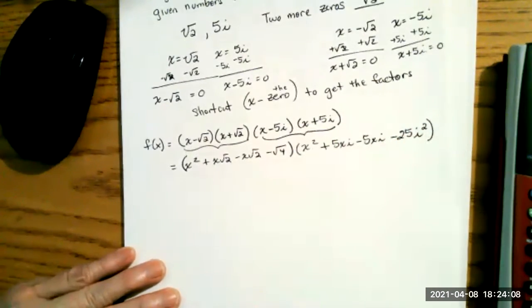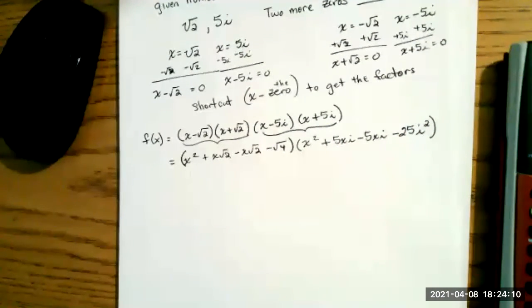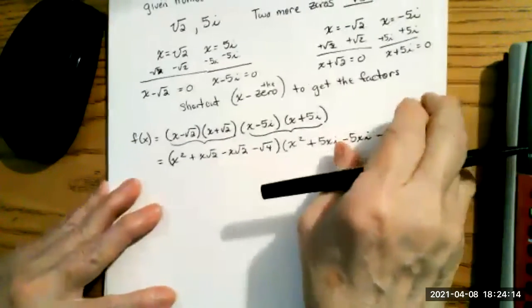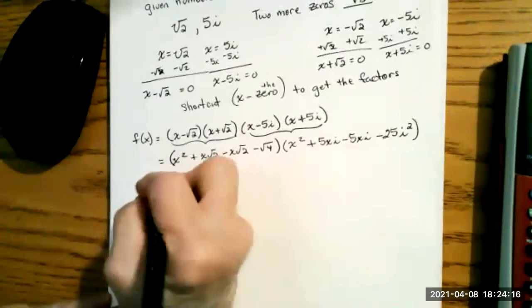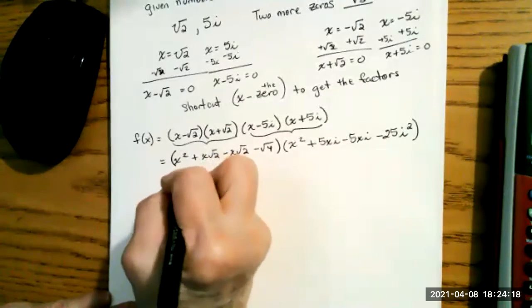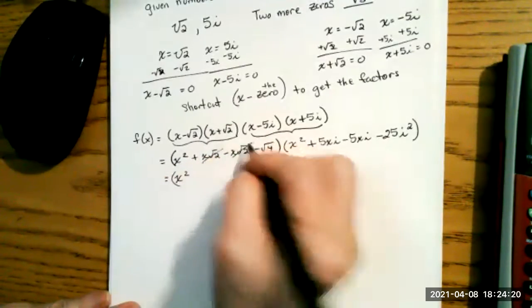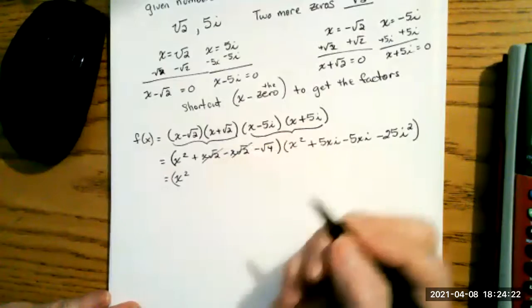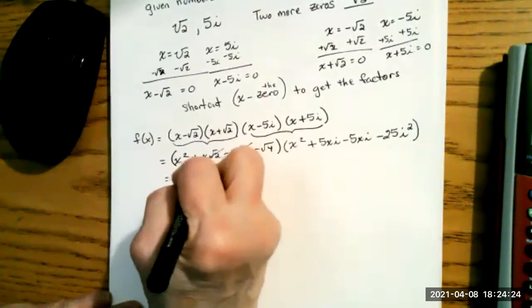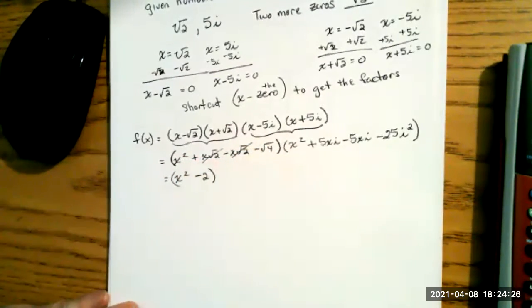Ding, ding, ding. Did the bells go off in your head when I wrote i squared? We talked about bells yesterday or Tuesday. Let's simplify this. We'll have an x squared. These two will cancel. And the square root of 4 is 2, so I have minus 2.